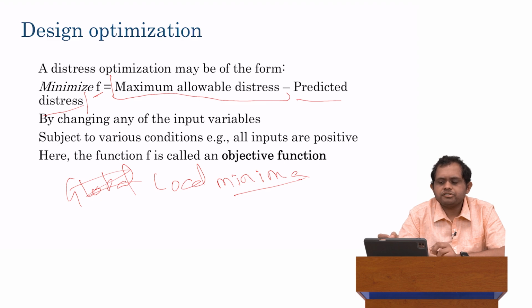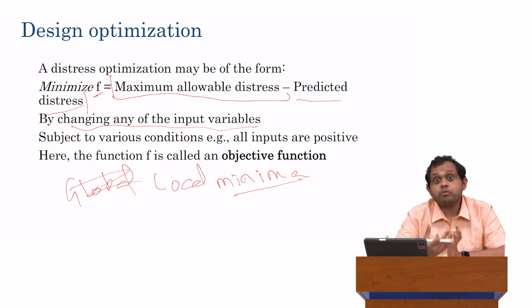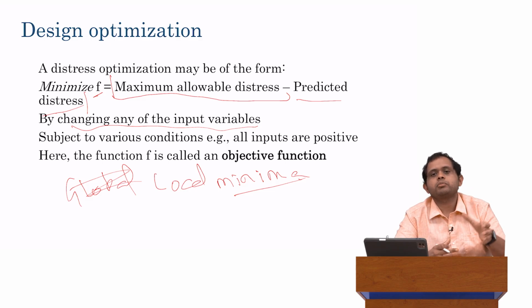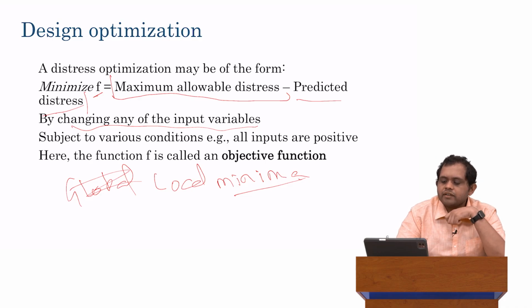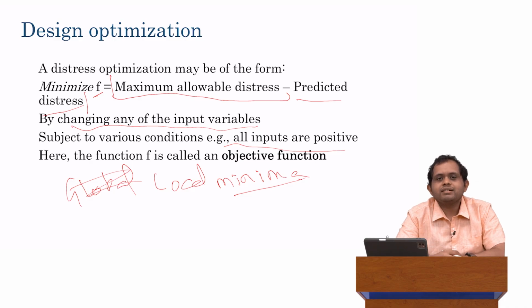We want the predicted distress to be as close to the maximum allowable distress as possible. How can we achieve that? We can change any of the input variables. We can change the thickness, we can change the material properties, we can change the type of materials that we're using. For example, we could go from a granular base to a cement treated base. So we have all these variety of options. We may also have some conditions. For example, we do require the thicknesses to be positive, quite obvious, but we could say the thickness should not be less than some value. For example, for practical reasons, it might be very difficult to construct a JPCP layer which is less than 100 millimeters thick. You get into trouble with the maximum size of the aggregate, etc. So it might be difficult to construct if you're getting below 100 mm.